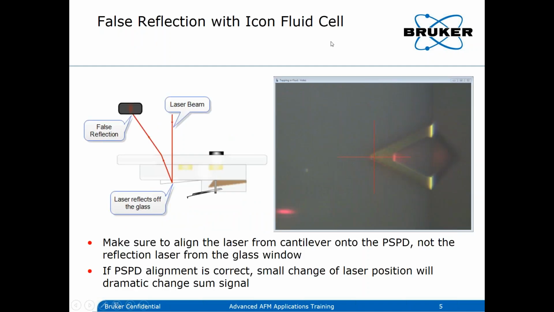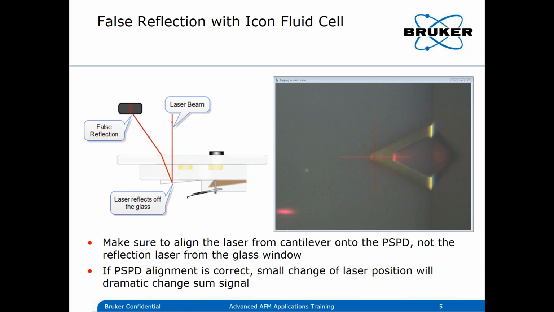So there's also one thing you have to check for, which is a false reflection of the fluid cell itself, where the laser beam coming from the top is reflected by the slightly tilted glass window, and therefore gives also a strong reflection in the photodiode. You have to make sure that you align the laser from the cantilever into the photodiode.